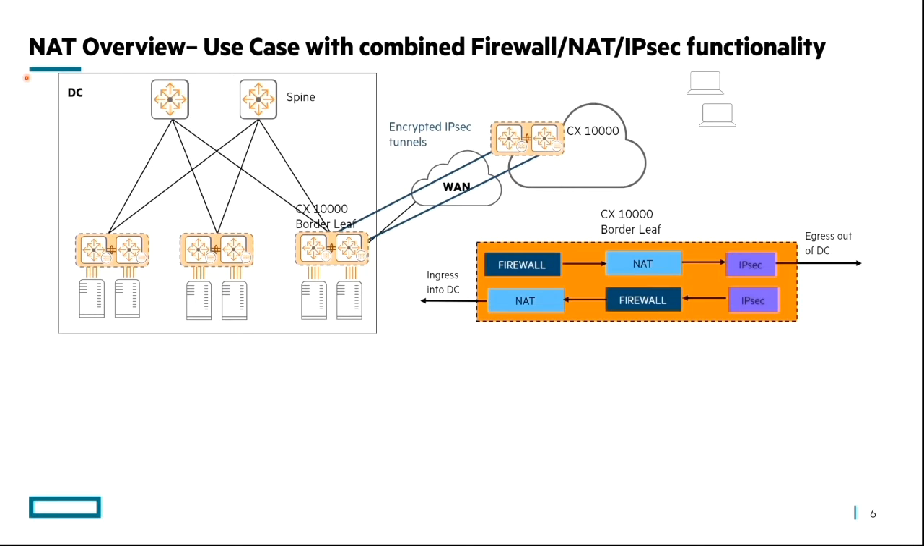And another overview using NAT, a use case combining with the firewall and IPsec functionality all in the same appliance. And this is where it becomes very flexible and very, very powerful potentially. So we can have all these features and functions: NAT, firewall, IPsec services on the border leaf here. Multiple options of how to use this, providing a lot of flexibility with IPsec and the firewall engine.